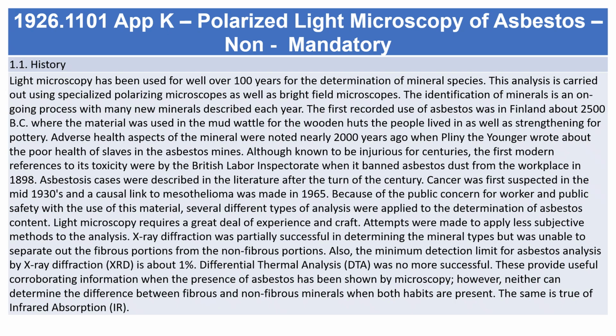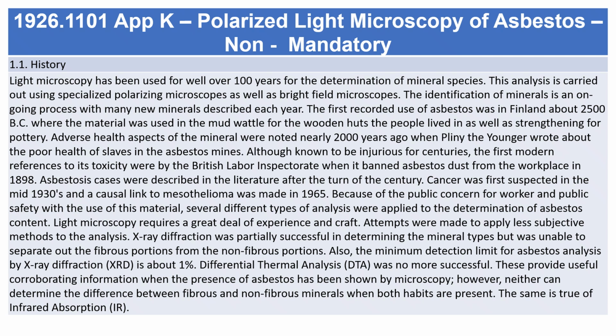1.1. History. Light microscopy has been used for well over 100 years for the determination of mineral species. This analysis is carried out using specialized polarizing microscopes as well as bright field microscopes. The identification of minerals is an ongoing process with many new minerals described each year. The first recorded use of asbestos was in Finland about 2500 BC, where the material was used in the mud wattle for the wooden huts the people lived in as well as strengthening for pottery.